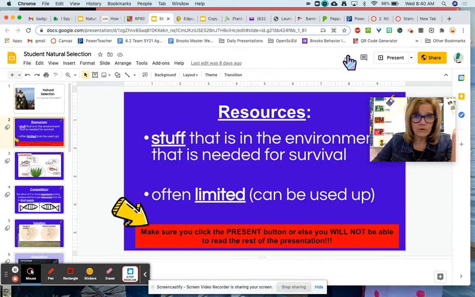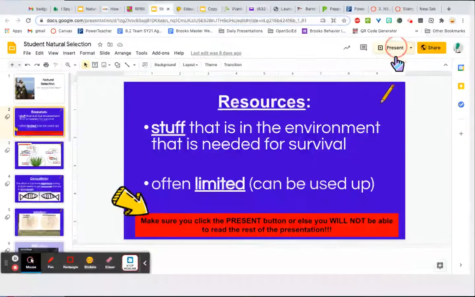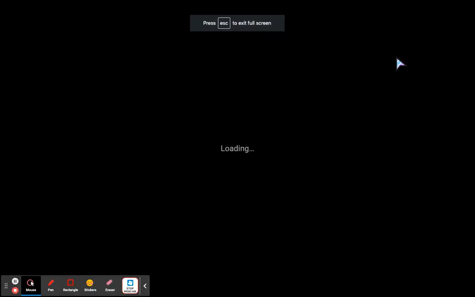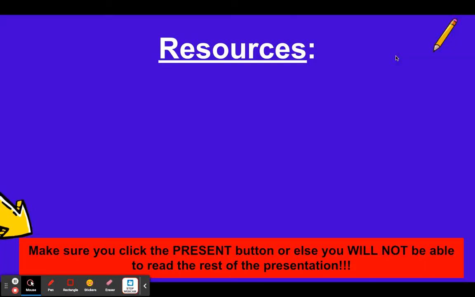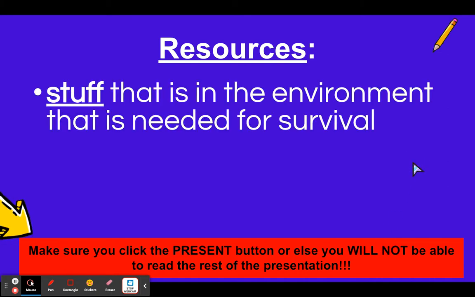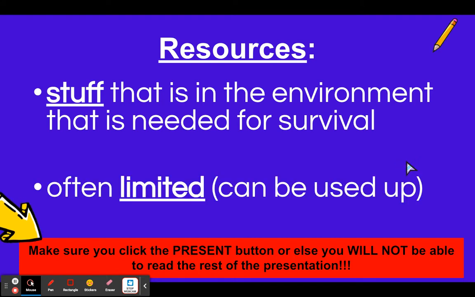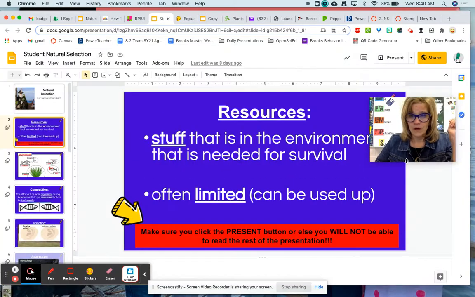And then you go here to resources. This is your first word. As you go through this, it's super important that you present. Click the present button or you won't be able to see everything. And then you just go through it. Under resources, I would write stuff that is in the environment that is needed for survival. It's often limited, can be used up. So that's just what you put into your notebook.